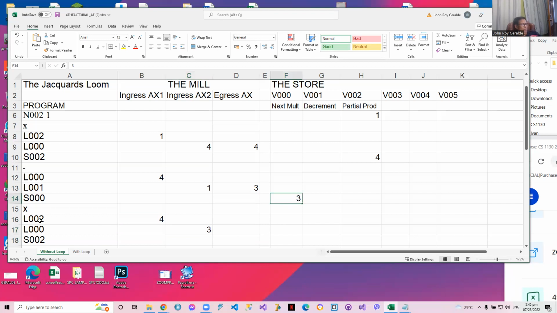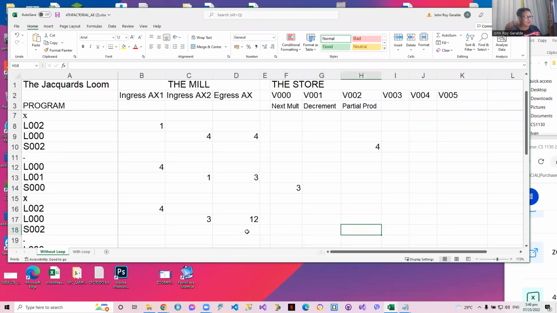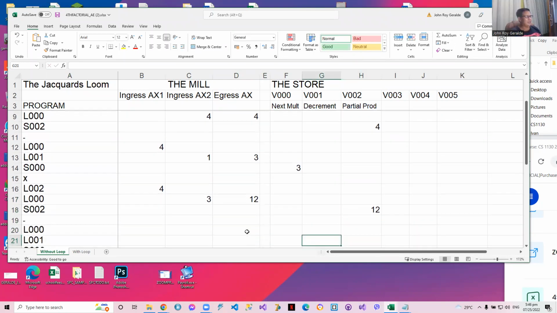No? So what will be done right away? 4 times 3. This becomes 12. Diba? Questions? Right away, upon the loading of the second parameter, the operation is executed. S002, what will happen to this? What value will be stored here? 12, sir. That's the next partial product, okay?